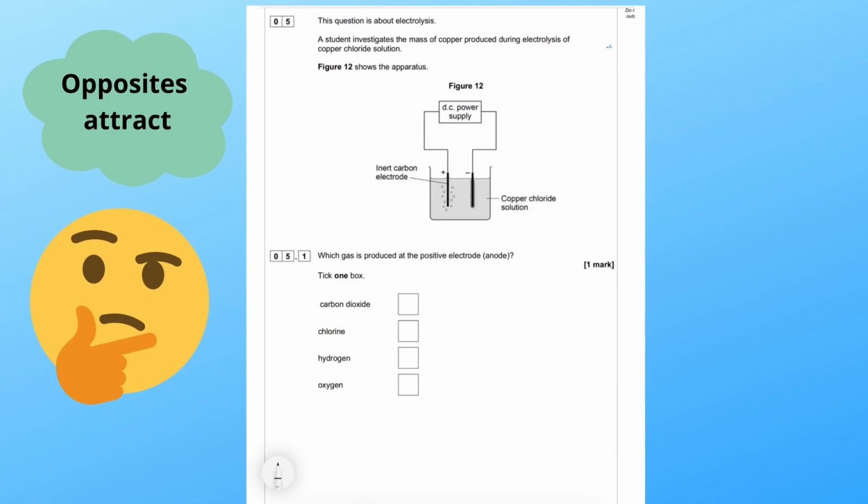This question is about electrolysis. A student investigates the mass of copper produced during electrolysis of copper chloride solution. Which gas is produced at the positive electrode? So we've got copper ions and we've got chloride ions. Chloride ions are negative, so they're attracted to the positive electrode, so we would have chlorine.